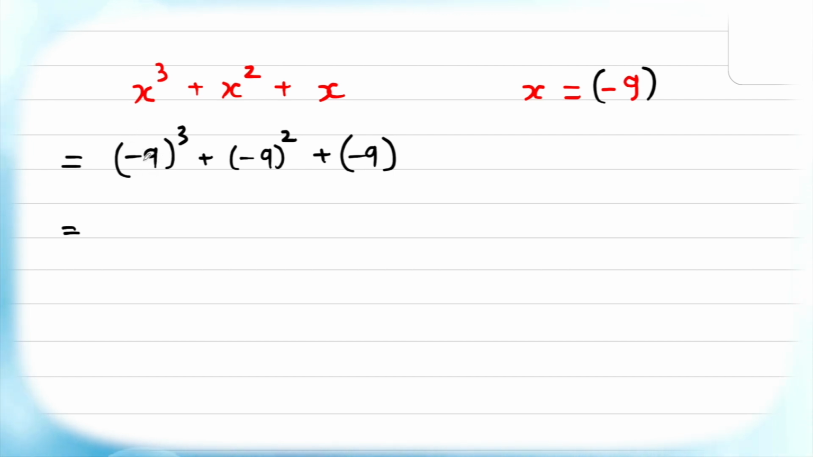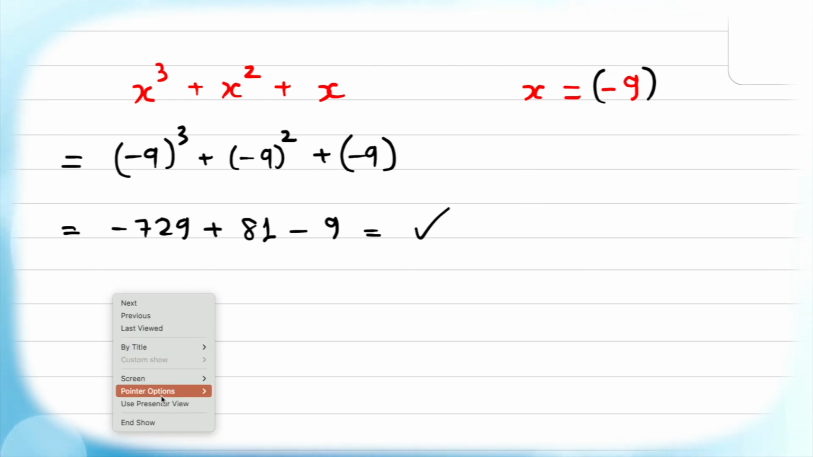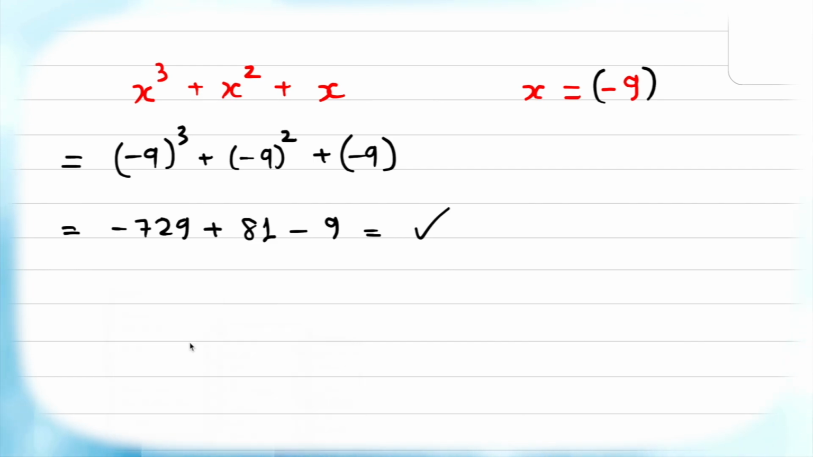Negative 9 inside the bracket and cubed outside, we have minus 729. And for the next number, you get 81, and the last one will be here. So the correct answer will appear in this one. But if you substitute here without the bracket, you will have this form like minus 9 cubed plus negative 9 squared plus negative 9. Of course, the result will be different from the previous one, so this cannot be the correct answer.